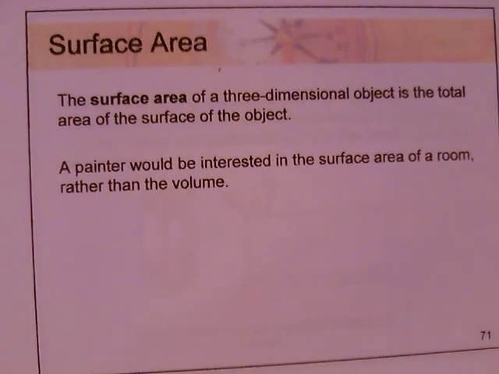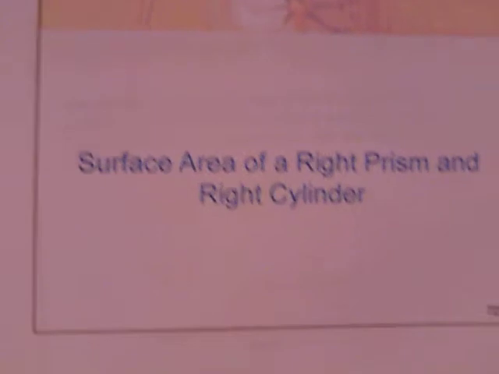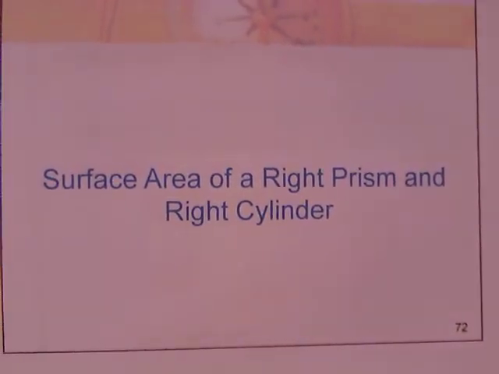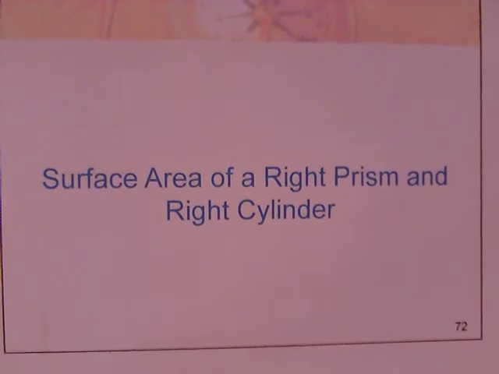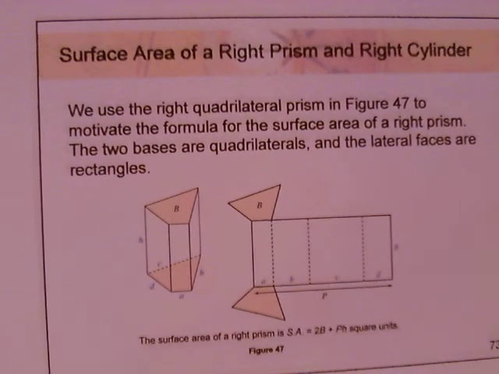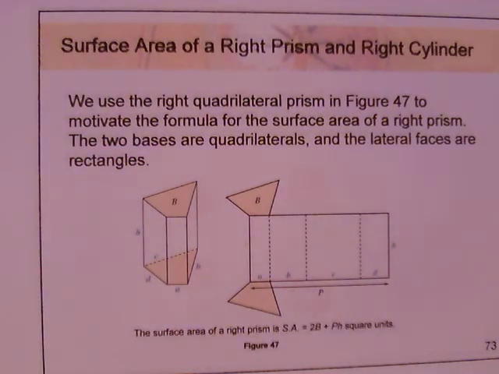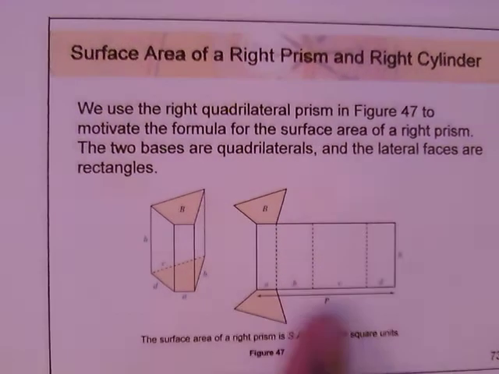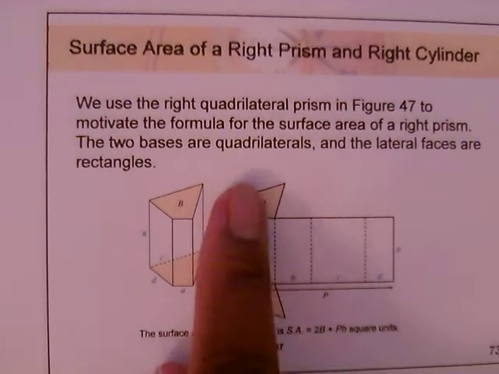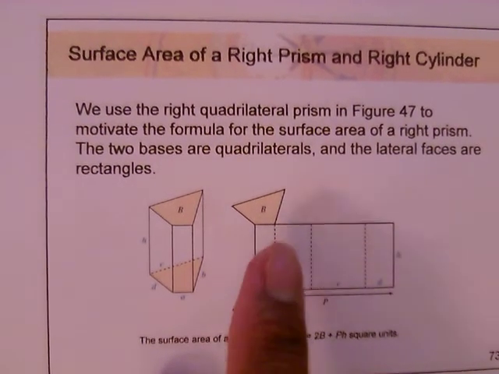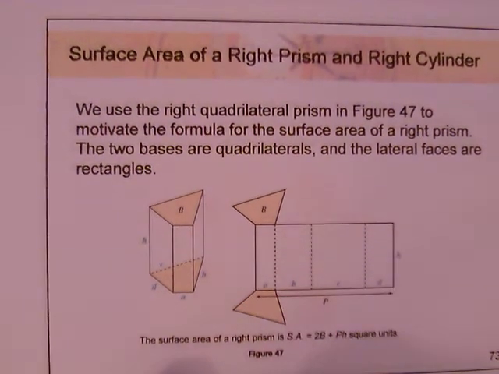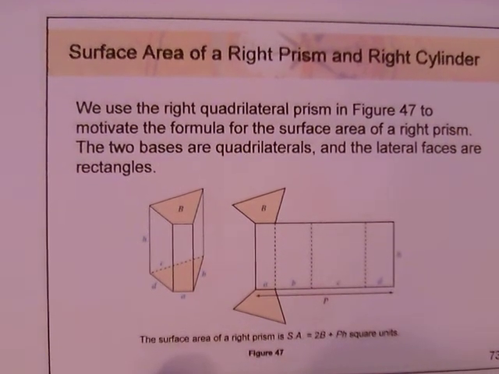So I'm going to be looking at surface areas of certain three-dimensional figures. We'll start off with the right prism and right cylinder. Find their surface areas. Here we use the right quadrilateral prism in this figure to motivate the formula for the surface area of a right prism. As you can see here, if you flatten this prism out, your two bases are going to be the quadrilaterals, and these rectangles represent the lateral faces.